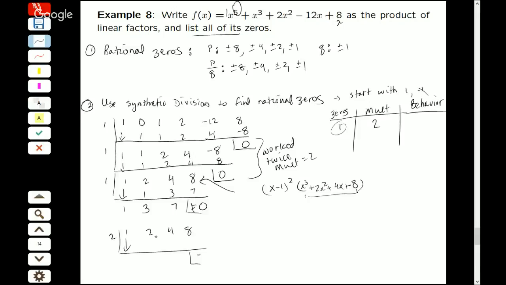Okay, so 1, 2, 4, 8. So the 1 comes down. 2 times 1 is? That gives you 4. 2 times 4 is? 8. That gives you 12, and that becomes 24. So that's not equal to 0. So the 2 didn't work. So what do we try next? Negative 2. Bring the 1 down. Negative 2. Negative 2 plus 2. Did it work? Yay. Yes.